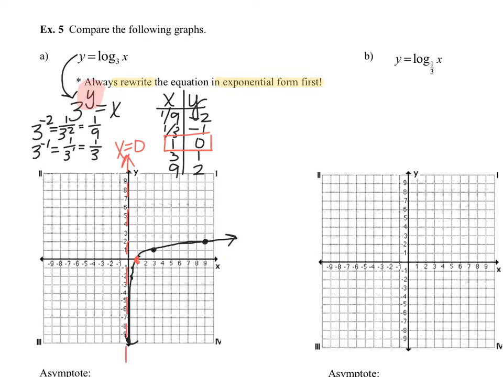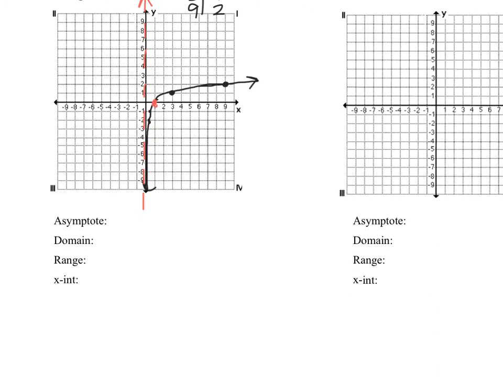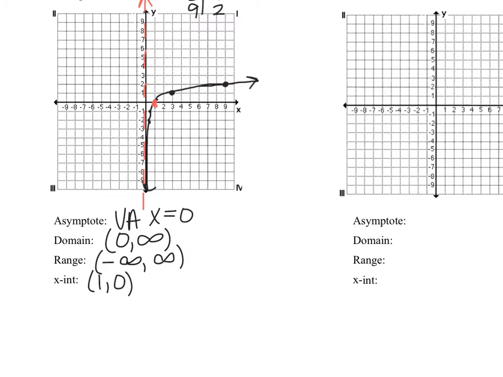So let's fill in those values below. We have that asymptote, which was a vertical asymptote of x equals 0. A domain, which is from 0 to infinity. A range, remember the y values, this graph goes down forever. It also is increasing forever, so we have -infinity to +infinity, and that common x-intercept of 1, 0. So these 4 common features indeed show up on this graph.